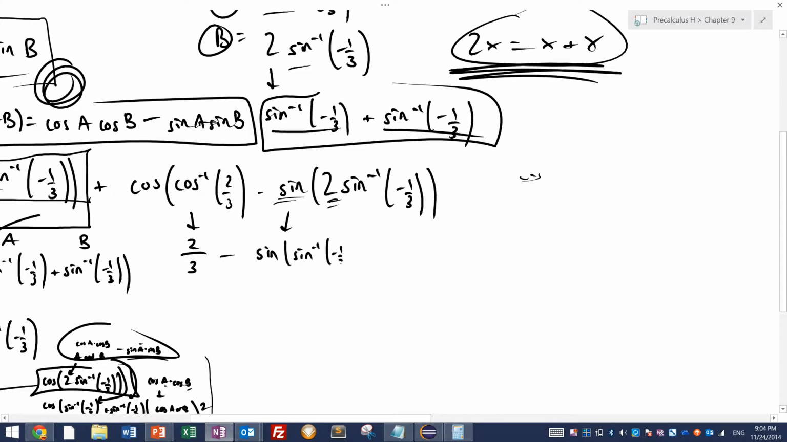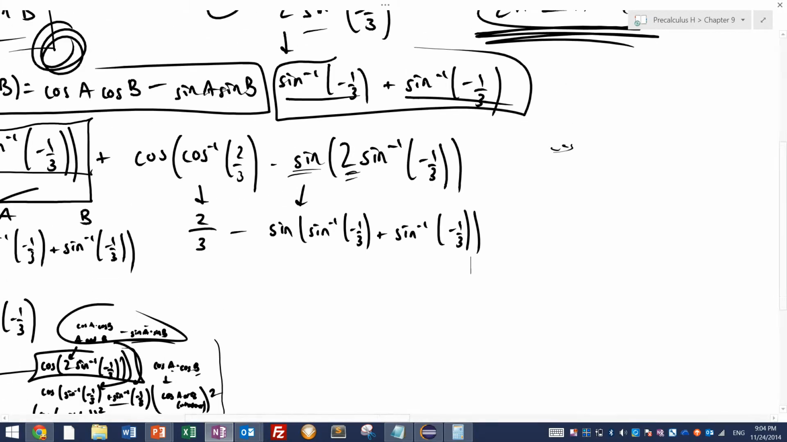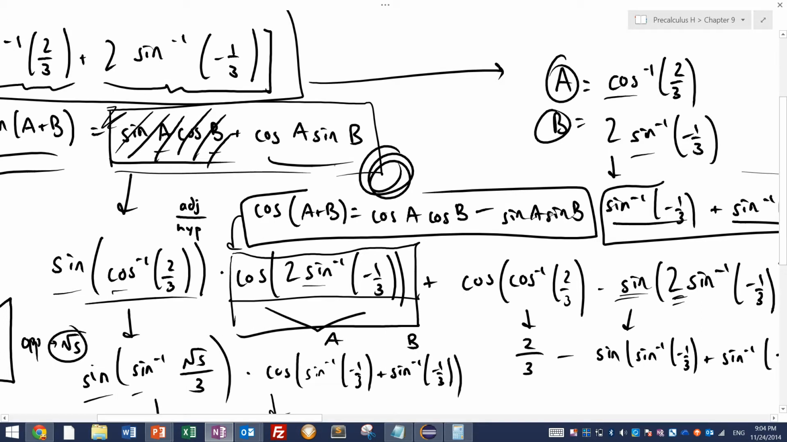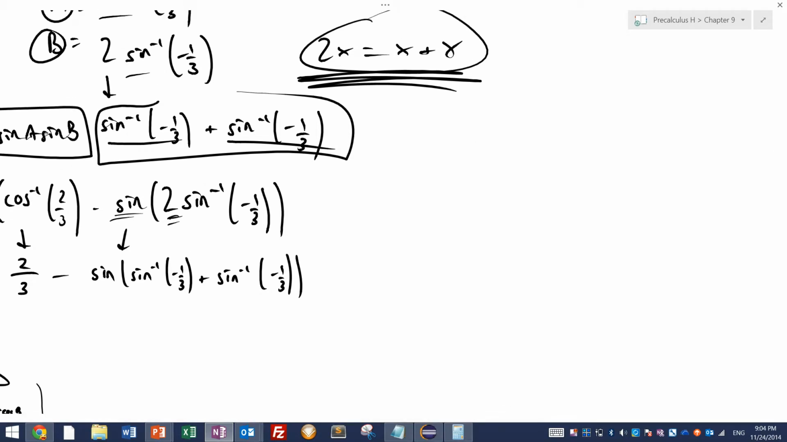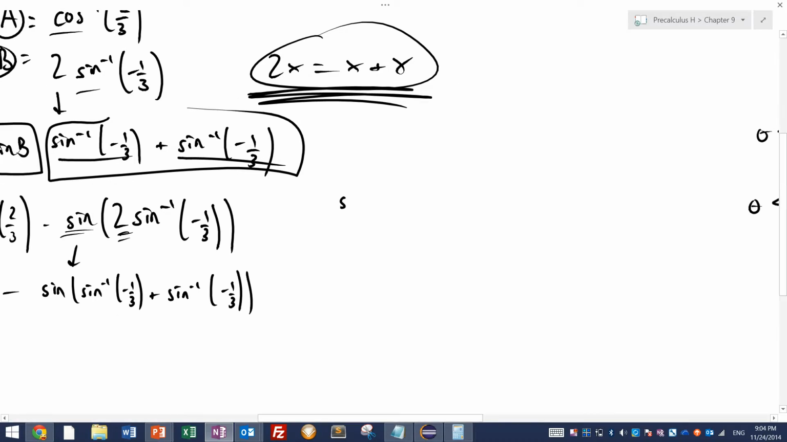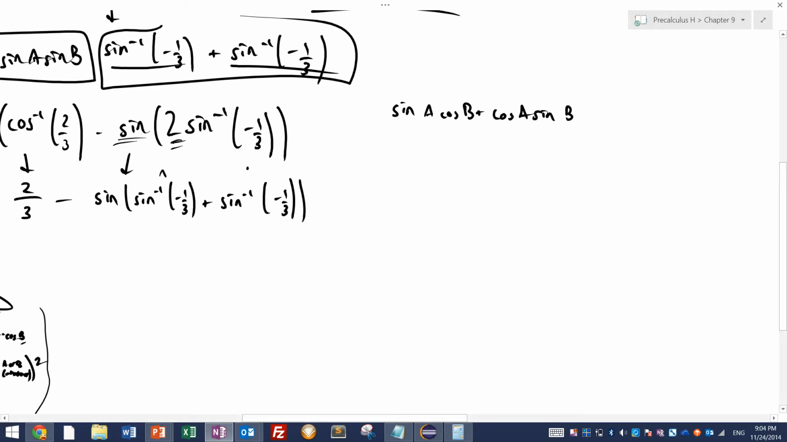sine of arc sine negative 1/3 plus arc sine 1/3, and this time we're going to apply that same law for sines that we were using before. So it's kind of a law of addition of sines within a law of addition of sines. So it's like a sineception sort of thing going on here. So we have sine A cosine B plus cosine A sine B, and this is A and this is B, but remember A and B are the same, so just take that into account.